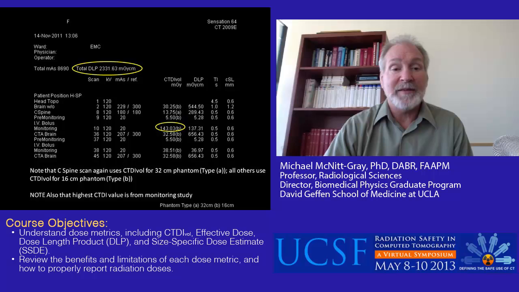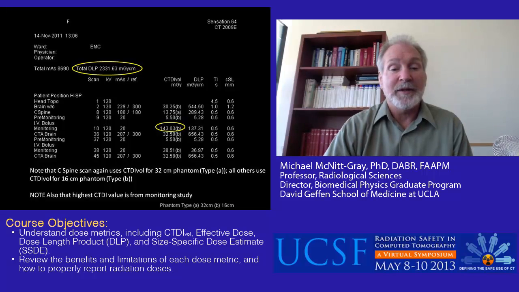Here's a more complicated study with several sequences. In fact, you can see the total dose length product here is 2,331 milligray centimeters. That's the total of the dose length product values shown over towards the right of the page. If you went down and summed from each of the sequences, you would get that 2,331.